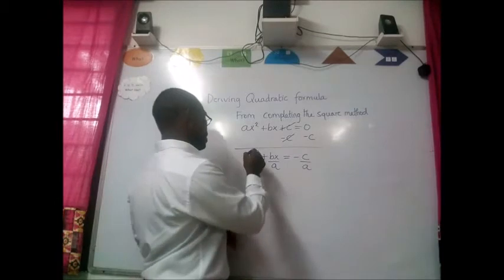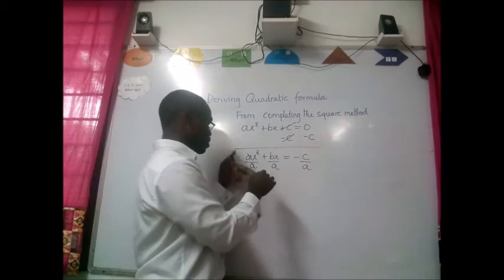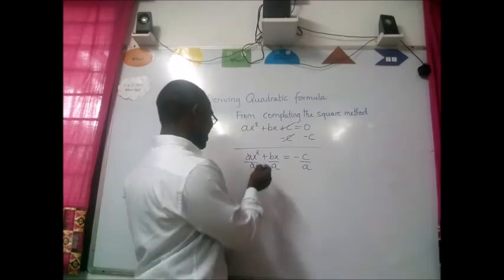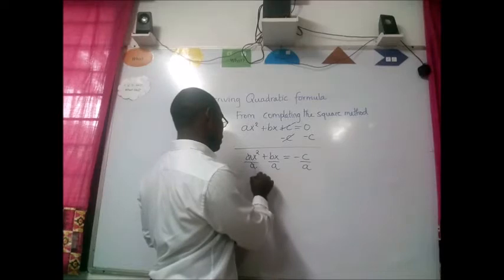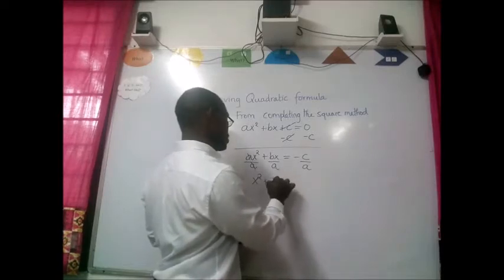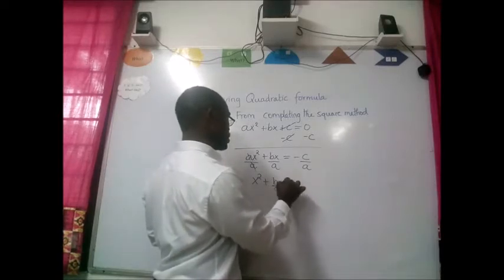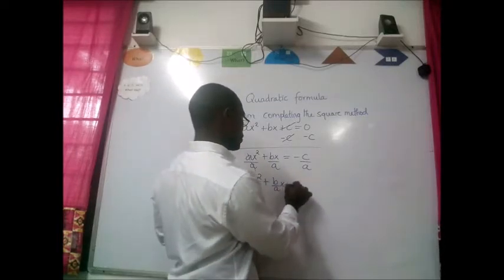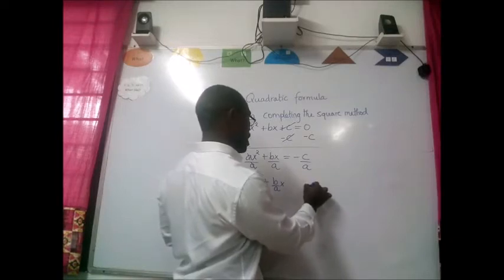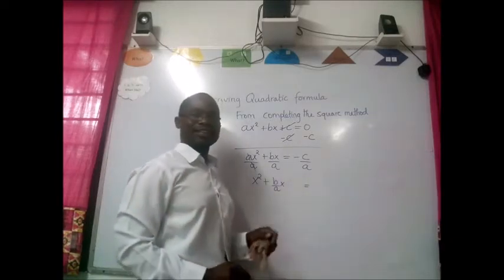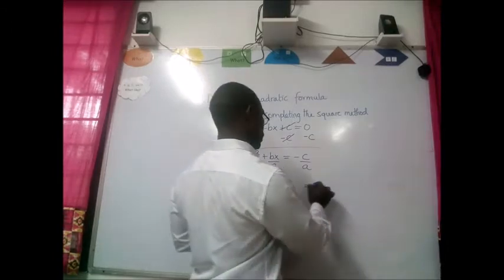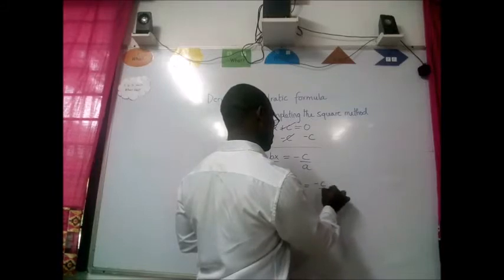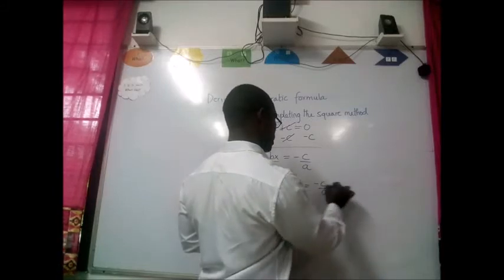Here the a cancels because you divide by a and a. And then we get x squared plus b over a x. We leave some space here because we are going to add something there, is equal to negative c over a, and we are also going to add something here.